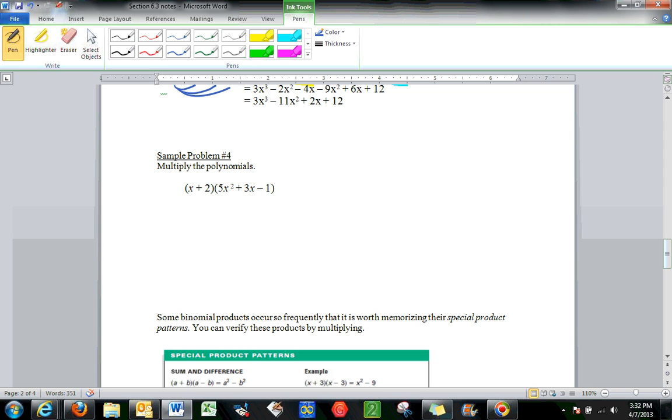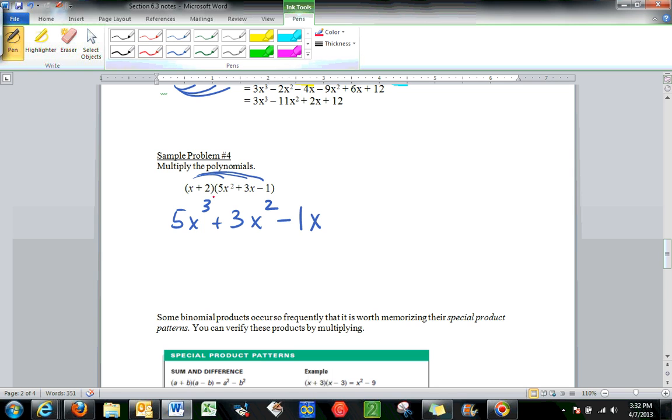Okay, so the first thing I'm going to do is take the x value and distribute it to everything across the second term. So x times 5x is 5x to the third. Remember your exponent properties. x times 3x is a positive 3x squared, and x times -1 is negative 1x. And if you don't want to write the -1 or the 1, that's fine. You could just write that as negative x.